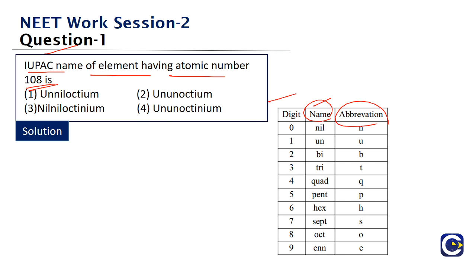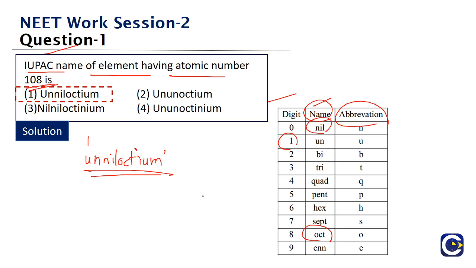So 108, right? So 1 will be what? We have to remember this table. Only when we remember the table can we answer these kinds of questions. 1 will be un. Then 0 will be nil. So un nil. Then 8 means oct. So unnil oct. In the end we have to keep ium. For any IUPAC name, we have to end it with ium. So the name is unnilоctium. So the correct answer is option 1.